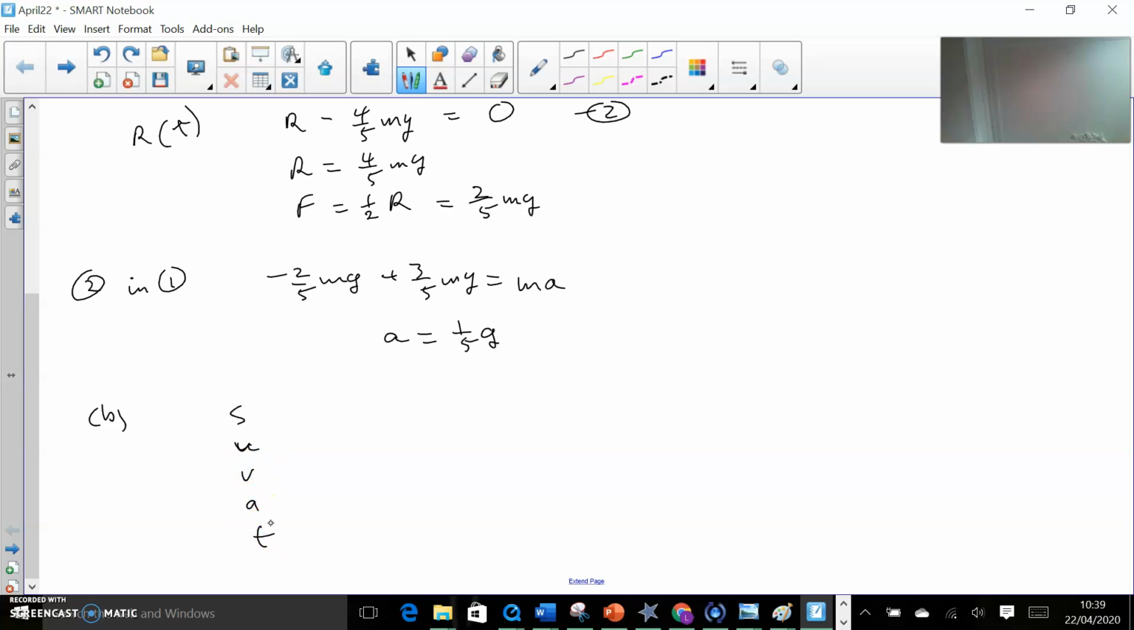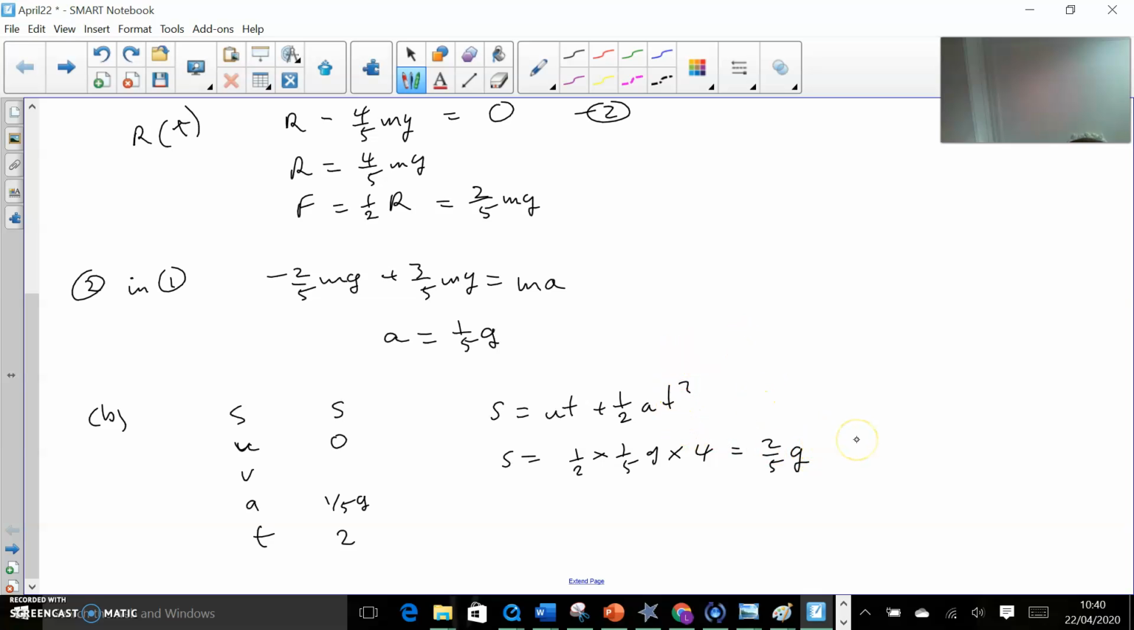So we want to know the displacement after 2 seconds. It started from rest, so u is 0. The acceleration is a fifth g, and it's in 2 seconds. And so we don't have v, and if we don't have v, the equation to use is s equals ut plus a half at squared. So s is equal to 0 times t plus a half times a fifth g times 2 squared, which is 4. So that is going to be 2/5 g.